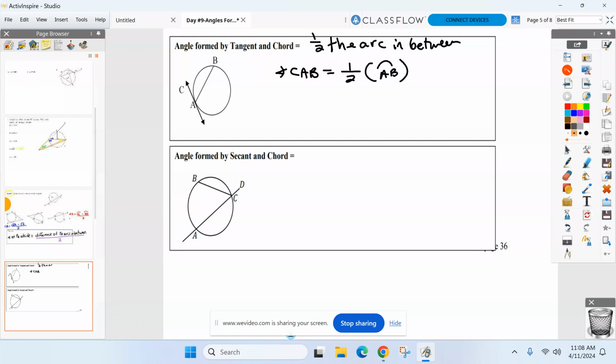The other type of tweener angle you'll see is formed by a chord, BC, and a secant, ACD. Make sure you make a little note here. It's this angle I'm talking about right there. How do I find that angle? That's the other type of tweener, and you're not going to like this rule.